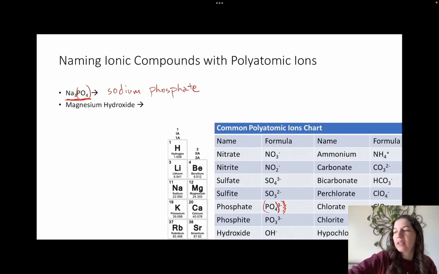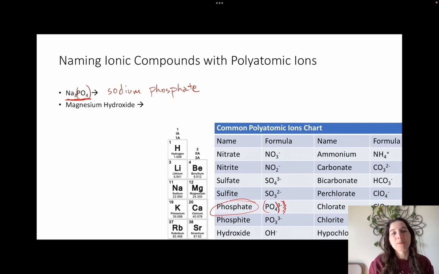Another thing you'll notice is that if you go to your periodic table, there's no element called phosphate on here because it's not an element. It's not a single atom. It has multiple atoms. It's polyatomic, and thus it can only be found on your polyatomic ion chart.